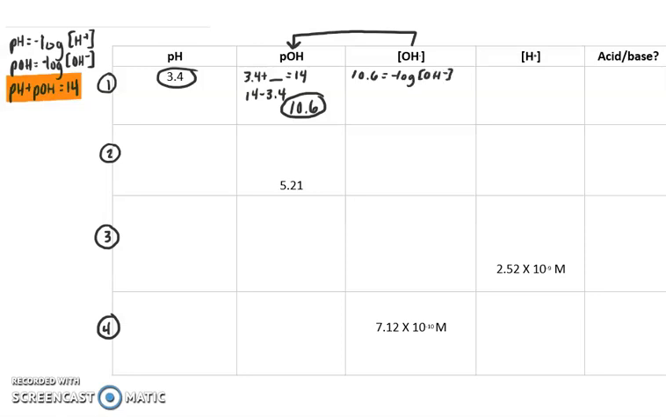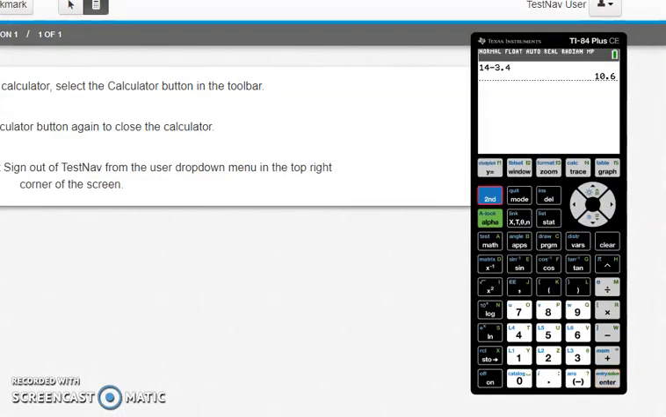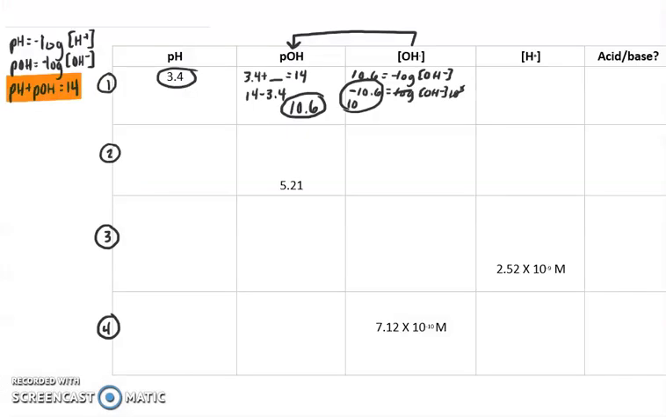So again, step 1, multiply by negative 1. Negative 10.6 equals the log of the concentration of OH, and you all know what's next. Take the anti-log, which is that 10^x button. So we are taking 10 to the negative 10.6 power. So I go to my online calculator, I do my second log button to the negative 10.6, and I get as an answer 2.5 e to the negative 11th. So I write for my answer 2.5 times 10 to the negative 11th M.